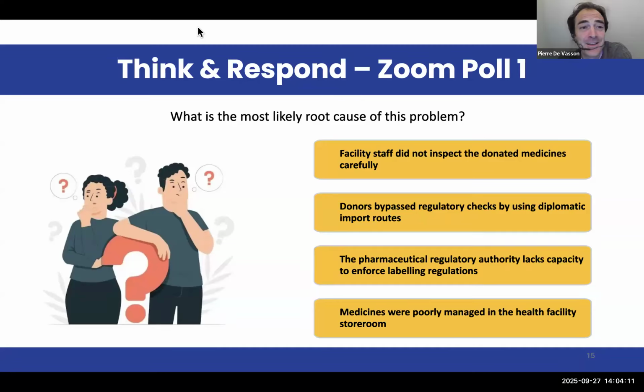Just wait, please, 15 more seconds. Yes, please participate if you understood the logic and the intellectual pathway of asking 5 times why to get from the symptom to the root cause.